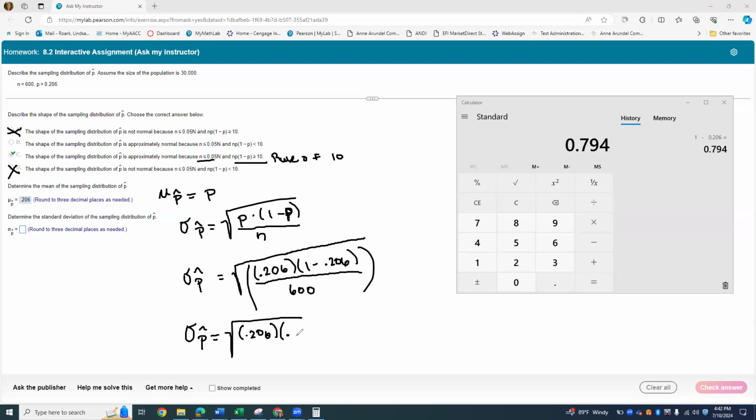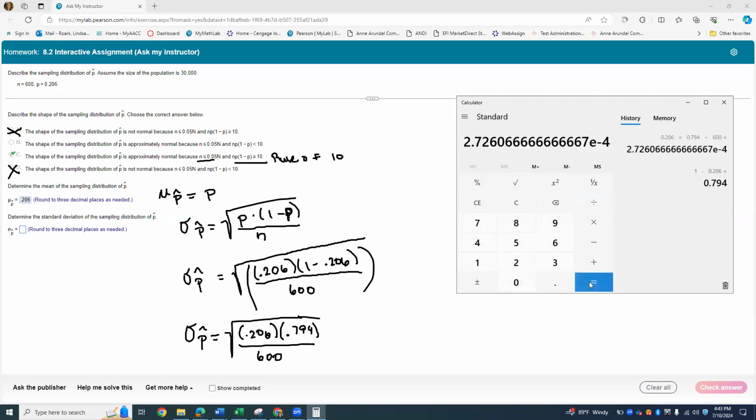So I'm going to replace 1 minus 0.206 with 0.794. And from here, we can put in everything inside that square root in one step. Because of order of operations, multiplication and division could be done at the same time. It's the subtraction piece that needs to be done first either way. So I'm going to go 0.206 times 0.794, and then click divided by 600. And that's going to give me this gross number.